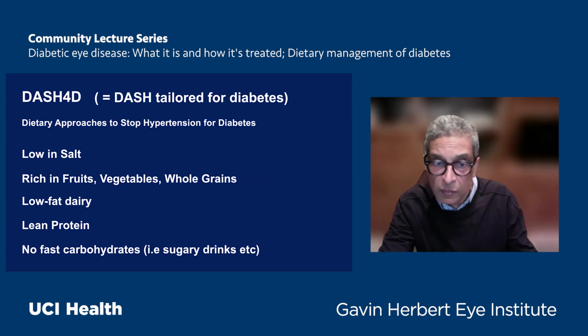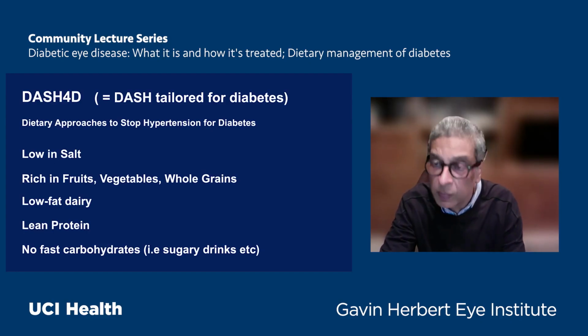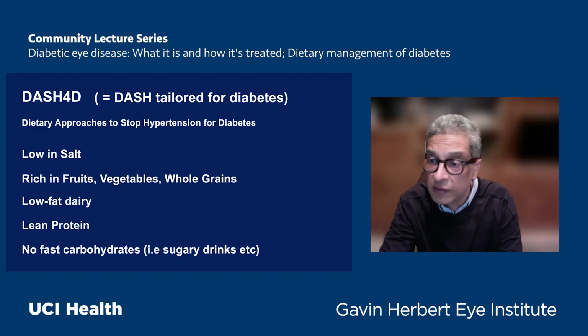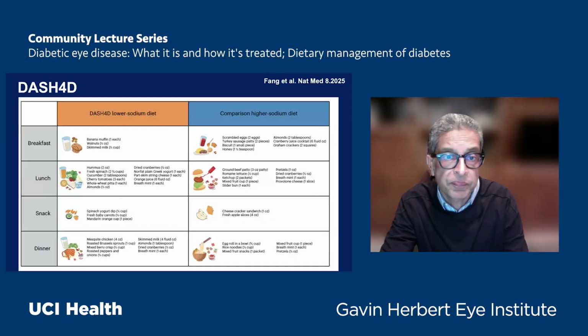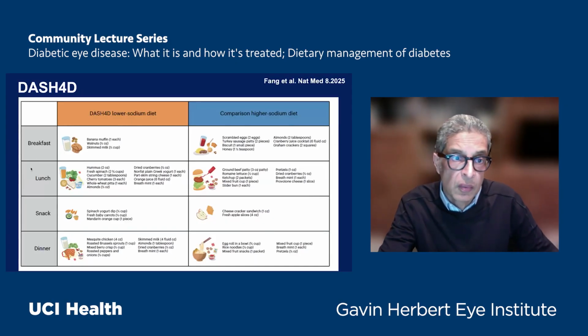Like I said, with diet, you can change your hemoglobin A1C by 2% points, and that is quite significant when it comes to retinopathy. And this is how the different meals look like in a DASH 4D lower sodium diet.